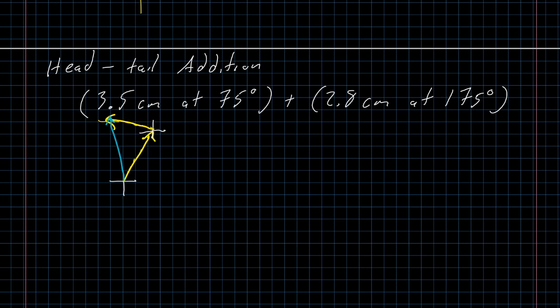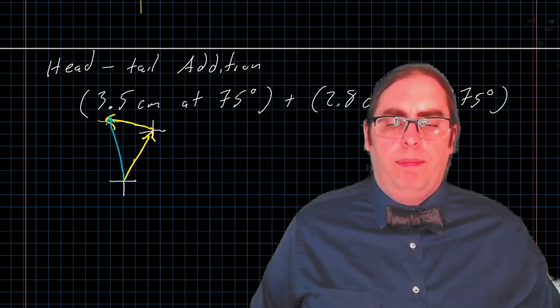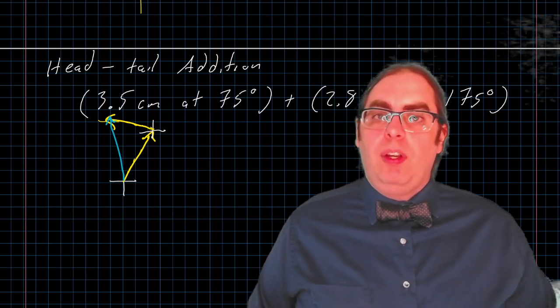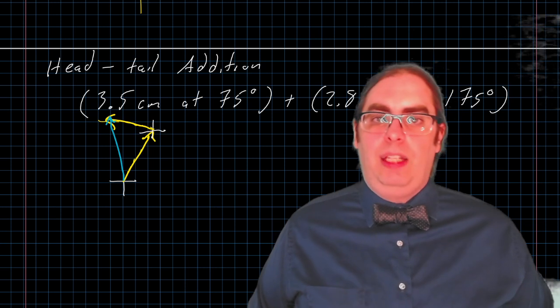If I have a large enough page to work on, and I have a high quality ruler and protractor, I can simply draw these vectors and measure out the result. It absolutely works, and there's nothing wrong with it, except that it's annoying. It is a very tedious process to do, and it's a very difficult process to do with any sort of precision.